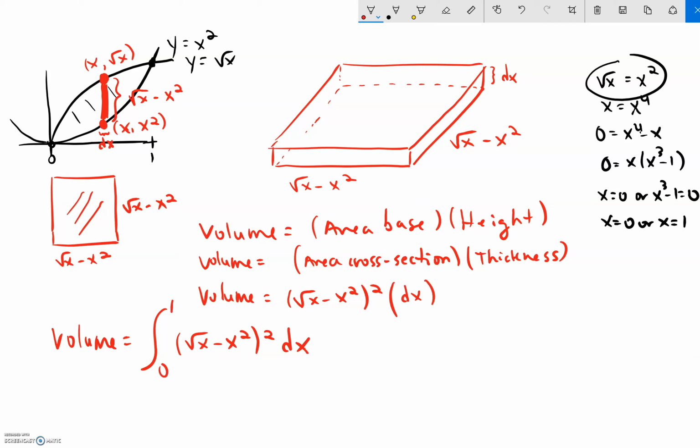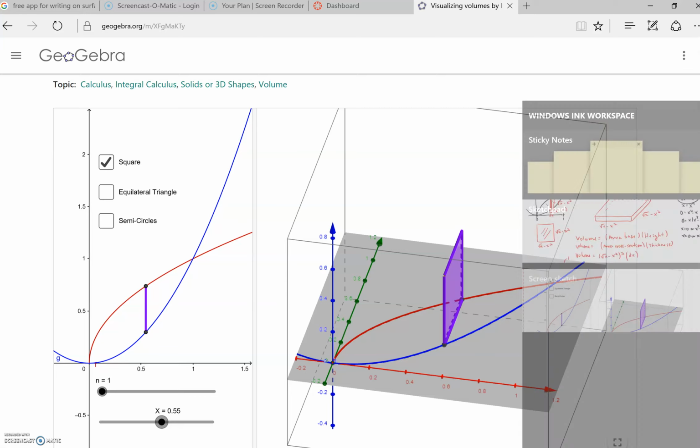And what I'd like you to do is get your calculator out. We'll just use the calculator to do the integral. I need you to type in the integral of the square root of x minus x squared, that quantity squared, with respect to x from 0 to 1. When you do, you should get approximately 0.129 cubic units. Okay, so that's our first example. We'll come back in another video and look at the second and the third examples and go from there.